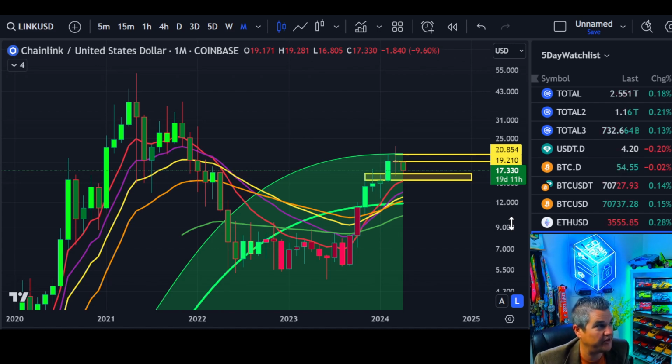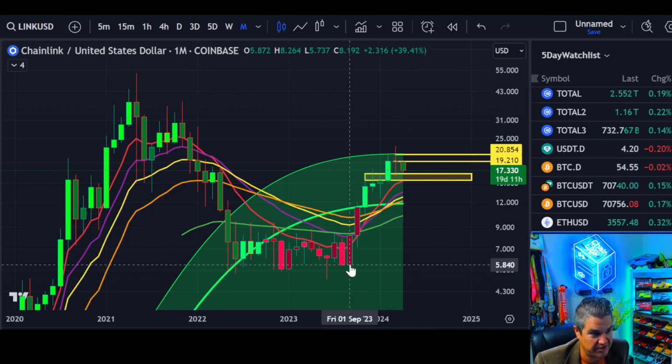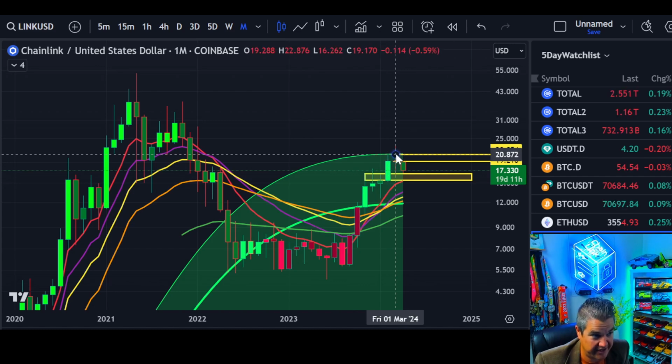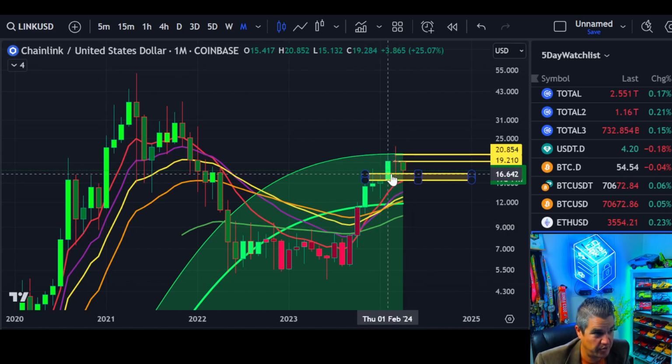So let's get going right away for Chainlink on the monthly. A nice move up off our September lows, right? Big bullish move. Where do we find resistance? No surprise, the top of the monthly Gaussian channel. First in February, second in March. We have a bullish candle there, wicked right to it.